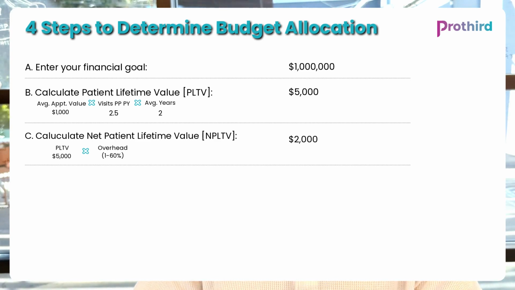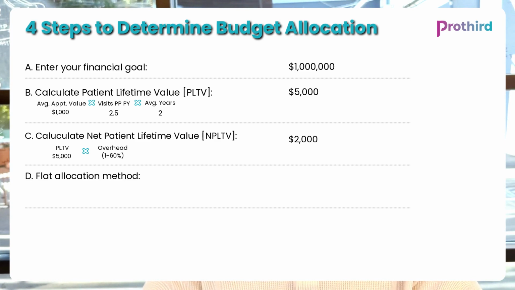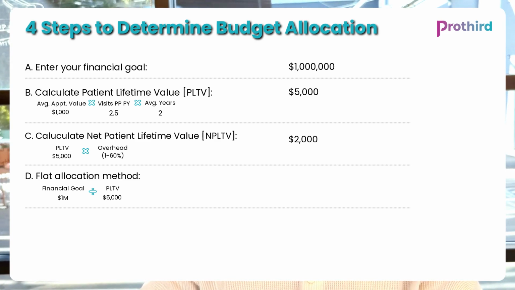Okay, so for the flat allocation method, it's pretty simple. The first thing we want to do is go ahead and take your financial goal. In this case, it was $1 million. We're going to divide it by our overall patient lifetime value, which in this example was $5,000. What this is telling us is that we need 200 patients at a patient lifetime value of $5,000 to reach our financial goal of $1 million. Okay. So now we know our marketing plan has to yield us at least 200 patients in order to reach our financial goal.